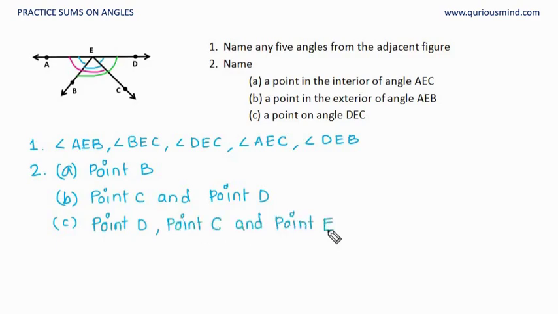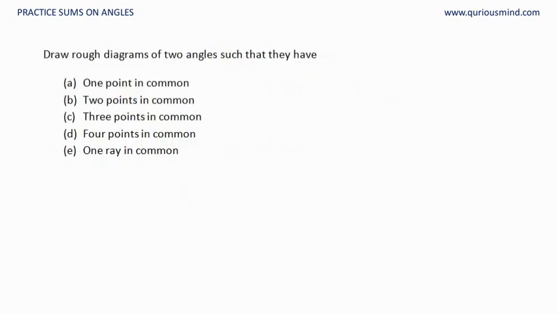Let's solve the next one. Draw rough diagrams of 2 angles such that they have, so we'll solve one by one, 1 point in common. Let's say 1 point in common. So let's draw an angle. And now I'll draw a parallel arm. I'll draw such parallel arm.